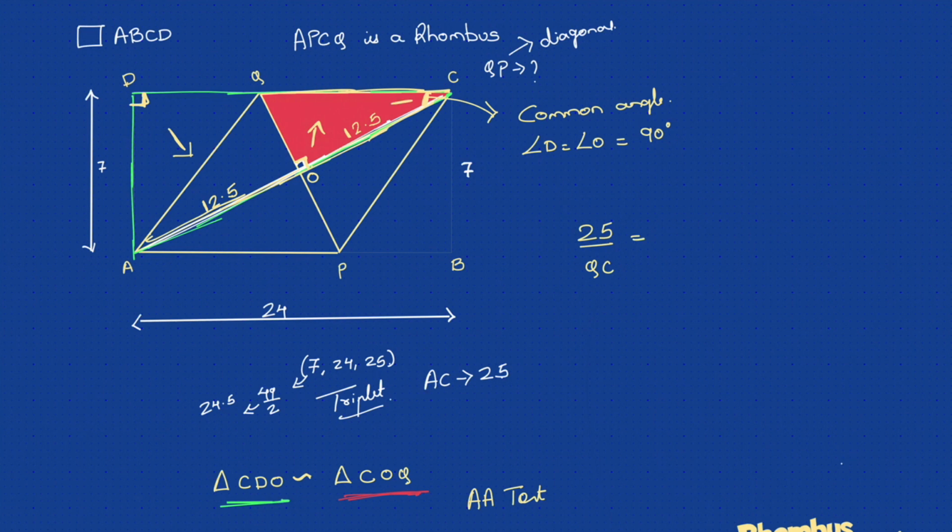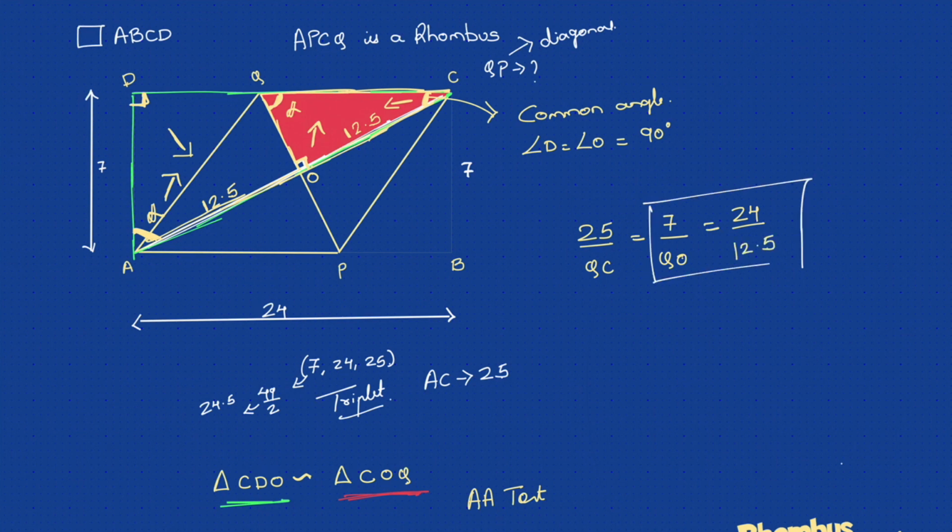I'll write that. Now the side opposite to C in the larger triangle is 7, and the side opposite to C in the smaller triangle is QO. I'll write that. Then the side opposite to the other angle, which will obviously be equal, let that be alpha. So in the bigger triangle, the side opposite to alpha is DC, which is 24. And in the smaller triangle, the side opposite to alpha is 12.5. I need to know QO. That's it. I got it.